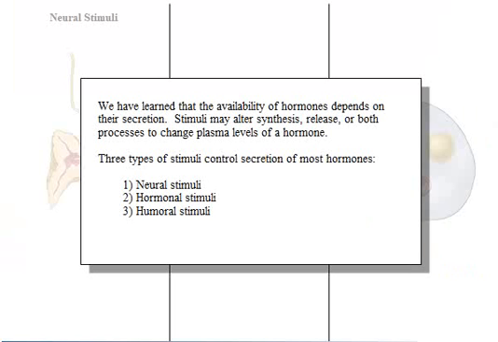We have learned that the availability of hormones depends on their secretion. Stimuli may alter synthesis, release, or both processes to change plasma levels of a hormone. 3 types of stimuli control secretion of most hormones: neural stimuli, hormonal stimuli, and humoral stimuli. Click neural stimuli to begin your study.